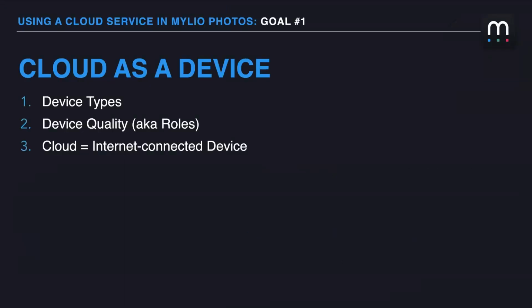So the first goal is understanding cloud as a device. In order to do that, we need to cover what are device types with Mylio Photos. What does device quality mean? And it can also be considered like a role. So what service is that device performing in the whole that is your Mylio configuration? And then understanding cloud as an internet connected device. So it's a special kind of device.